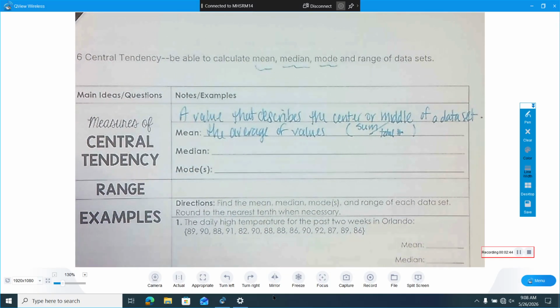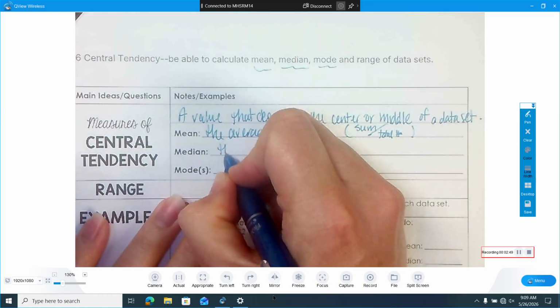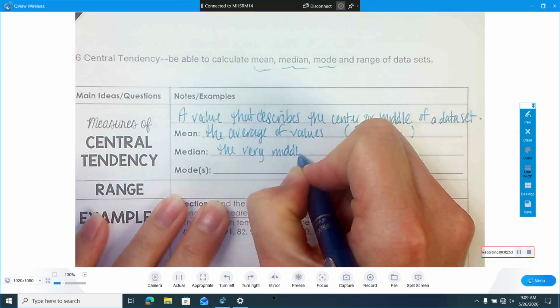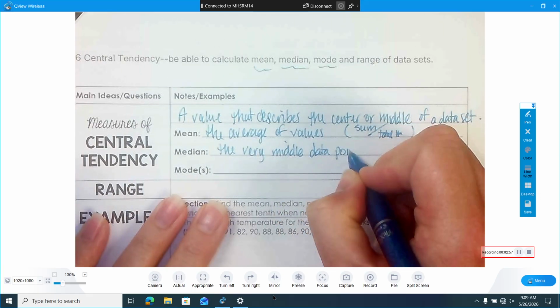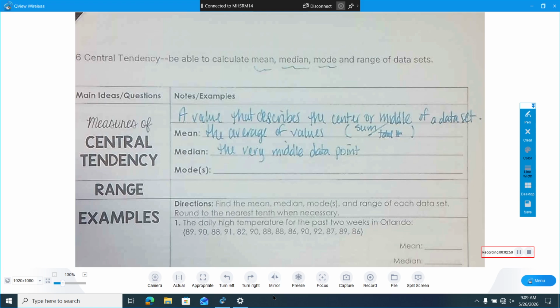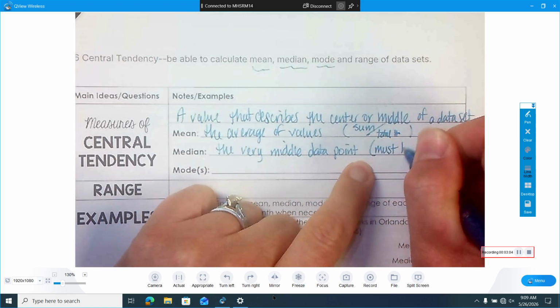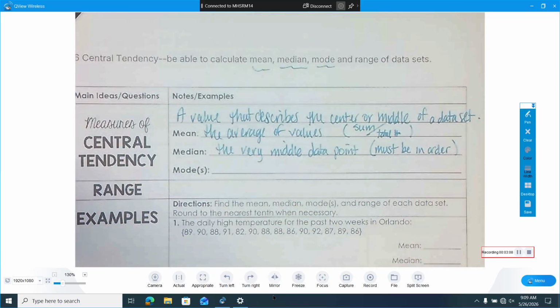Median, what's the median? That's right. The median, you have to get everything in order, but it is the very middle data point. And it might not even be a data point. It might have to be the average of two data points. But they must be in order. Obviously, it doesn't make sense if they're in a random order to pick the middle one. That could be the highest one if they weren't in order. So we want to make sure that those are all in order.